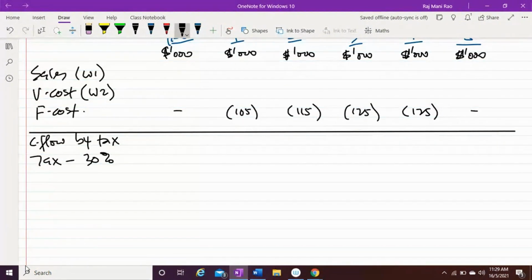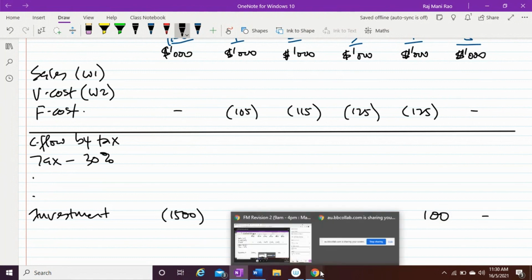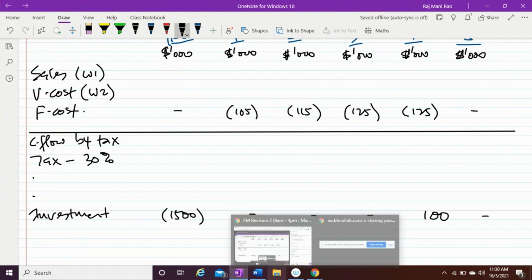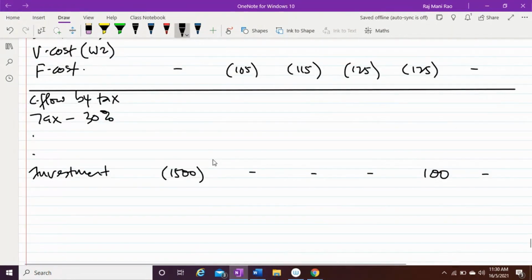Scrap value will come a bit later. Something comes here, something comes here, then you can talk about investment here, which is 1.5 million. You can also include your scrap value in one shot, 100,000. Two more items come before your investment and scrap value. What is that?